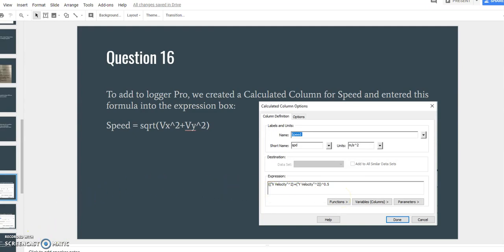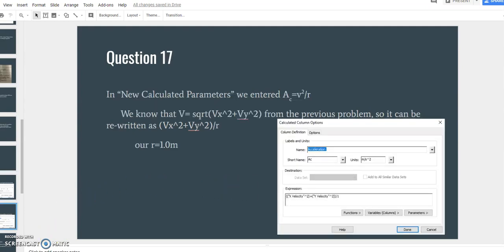And we essentially did the same thing for question 17. Explain how to use Logger Pro to calculate centripetal acceleration. So in new calculated parameters, we entered this formula here for centripetal acceleration, putting the correct titles for the labels and units.